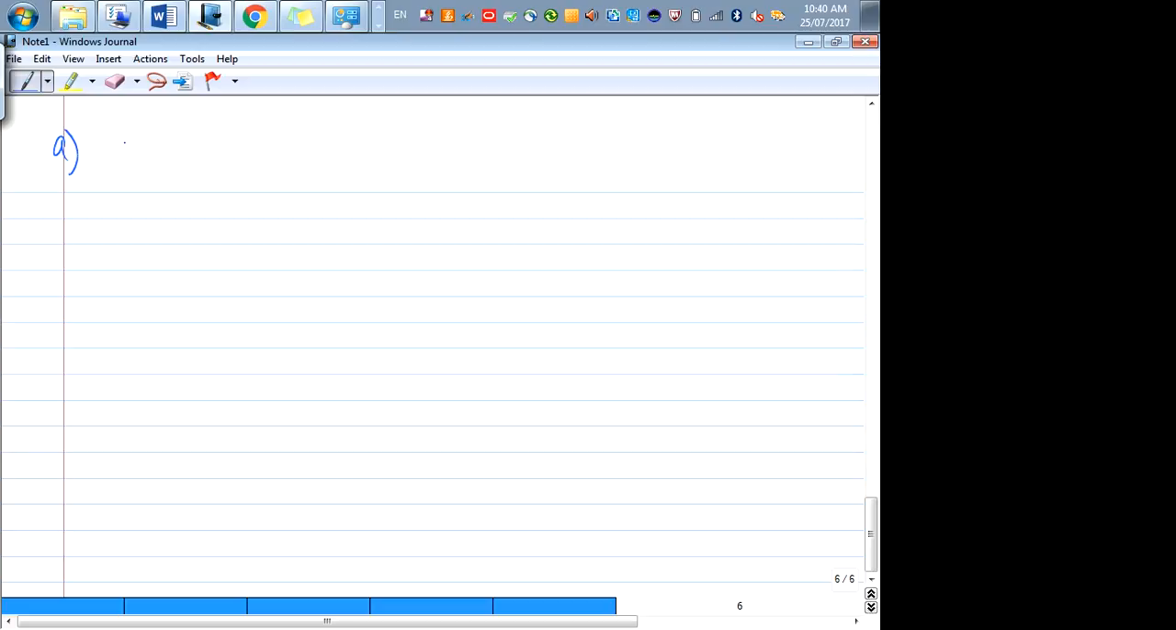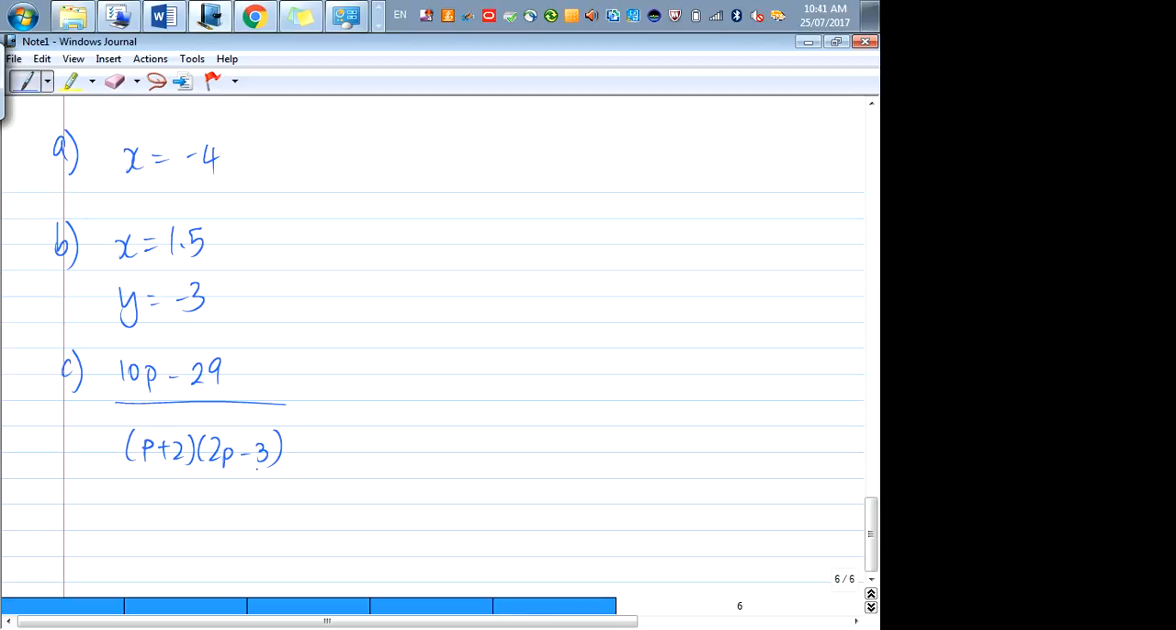Part A, solving, you will get x equals to -4. Part B, x equals to 1.5, y equals to -3. Okay? You get it correct again? Yeah, correct. Part C, 10p minus 29 over p plus 2, 2p minus 3. It is okay if you expanded your denominator, it is fine.